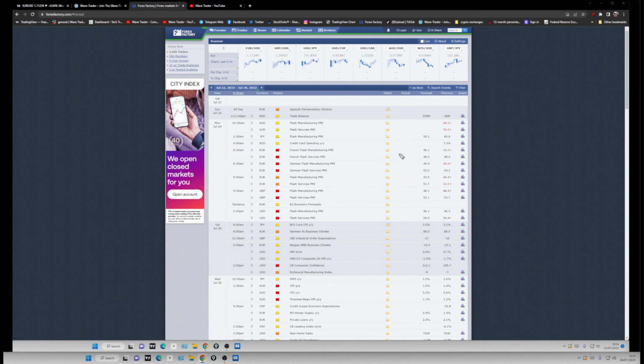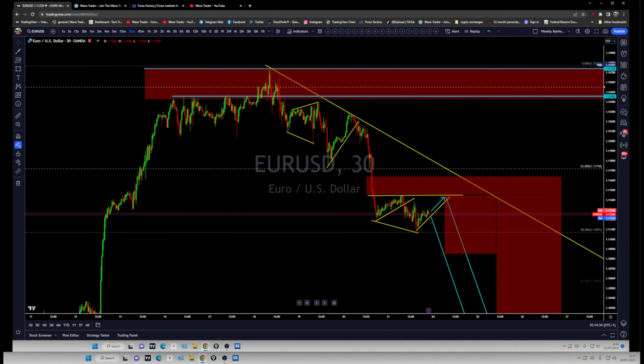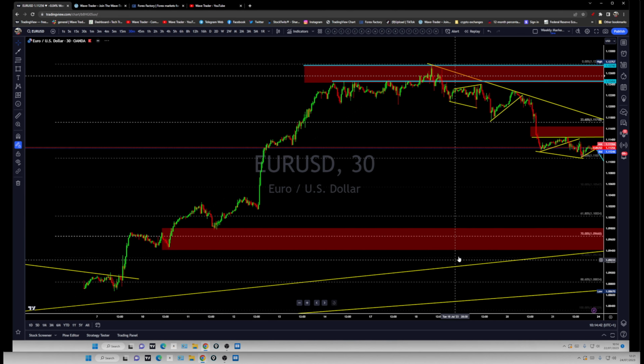All the real numbers, the actual numbers, to be in red territory. All these numbers to be in red territory. Then you're going to see a breakout on the euro dollar, and once you see the breakout coming, you're looking for it to sell and continue to keep dragging lower, to complete the wave.